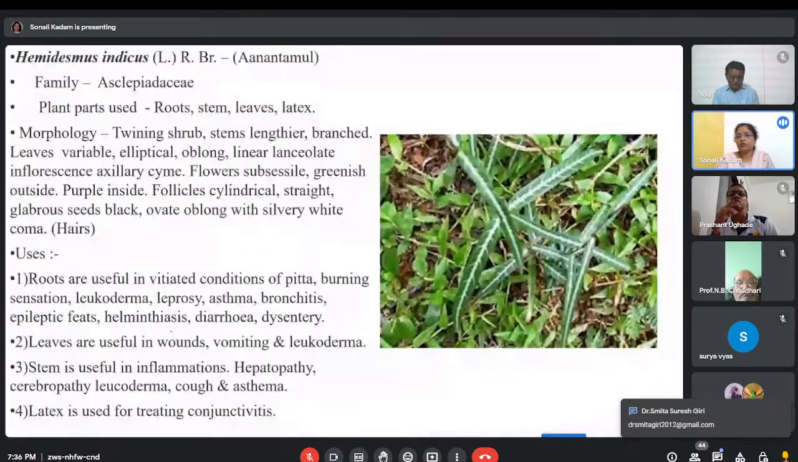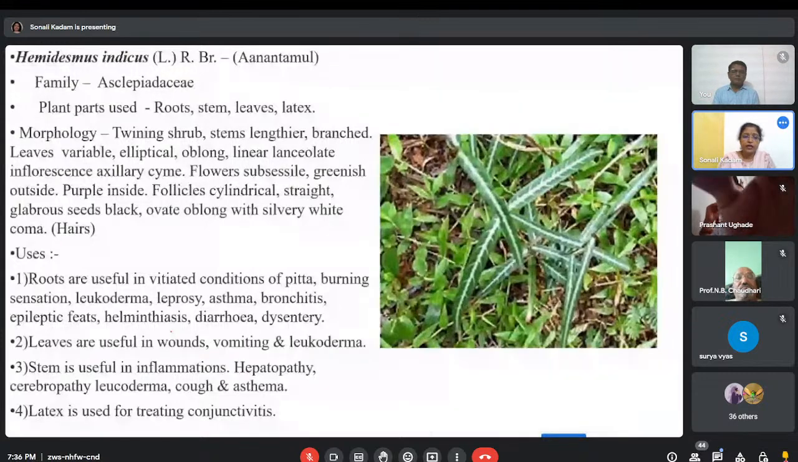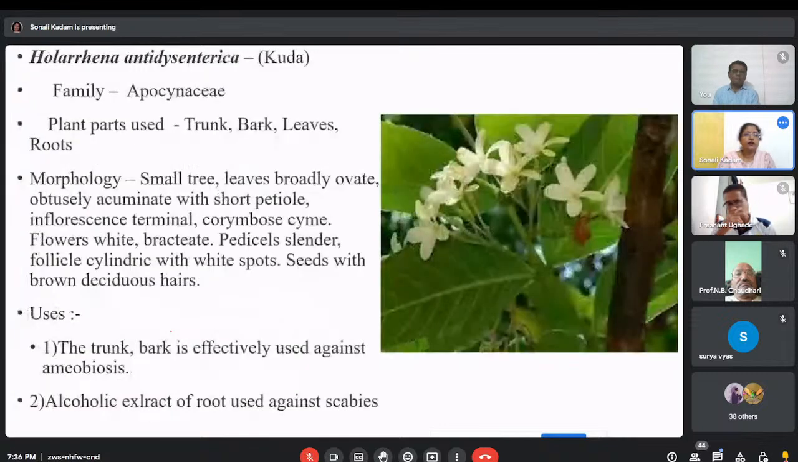Then this is Ananta mood. This is also a type of weed. We can see it very easily. The roots are used for pitta, burning sensation, leukoderma, leprosy, asthma, bronchitis, and the leaves are used on wounds, vomiting, leukoderma. I said it earlier. The latex is used to treat conjunctivitis.